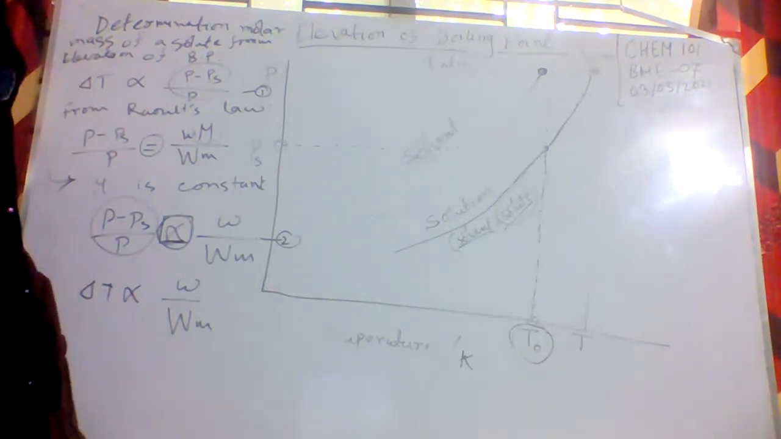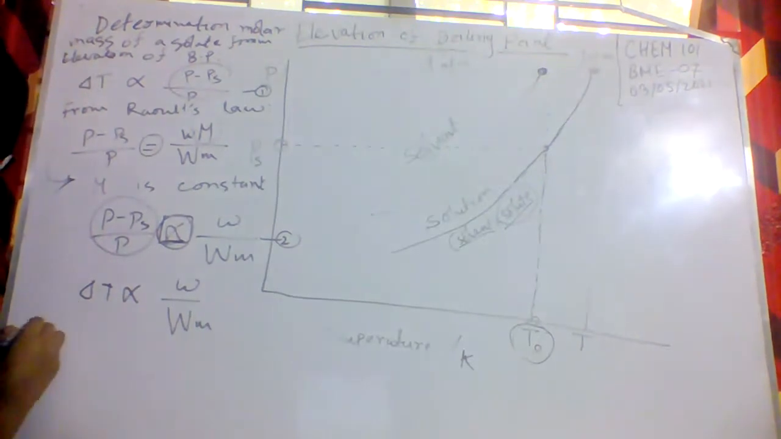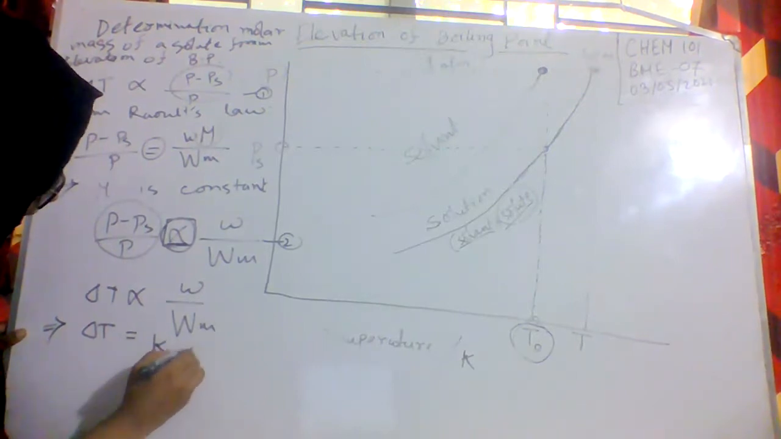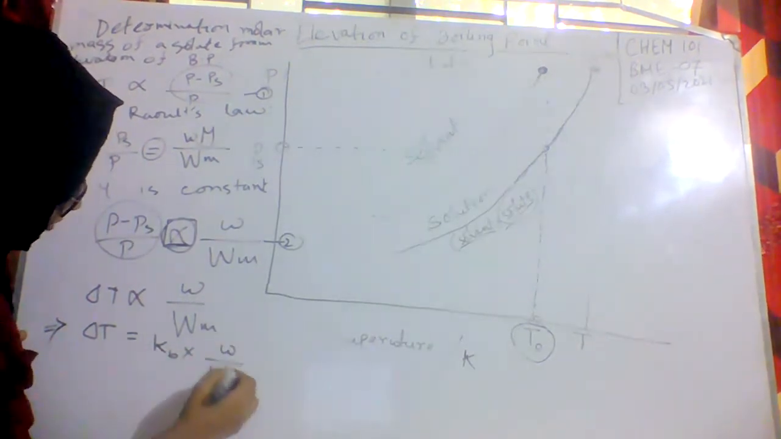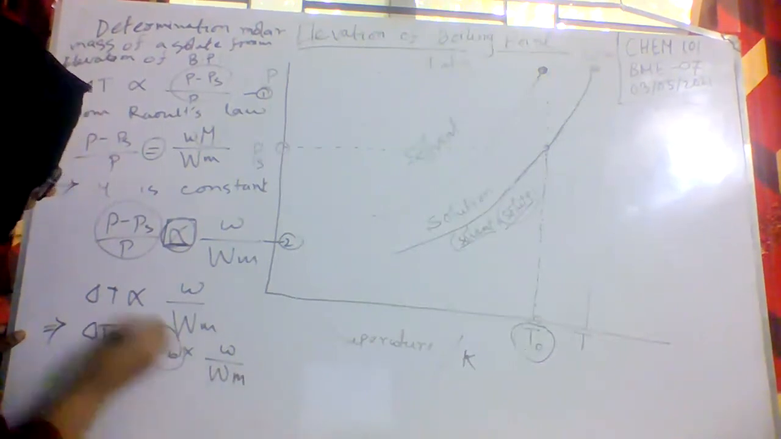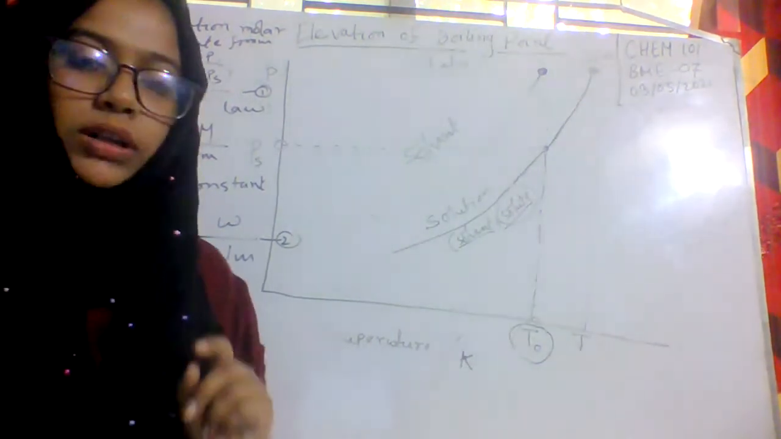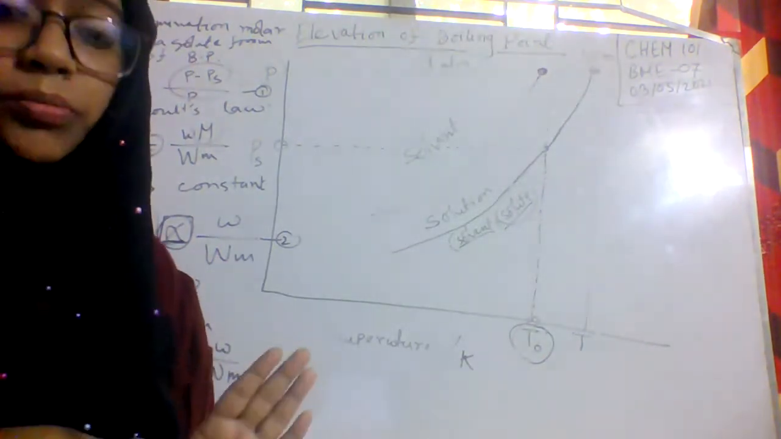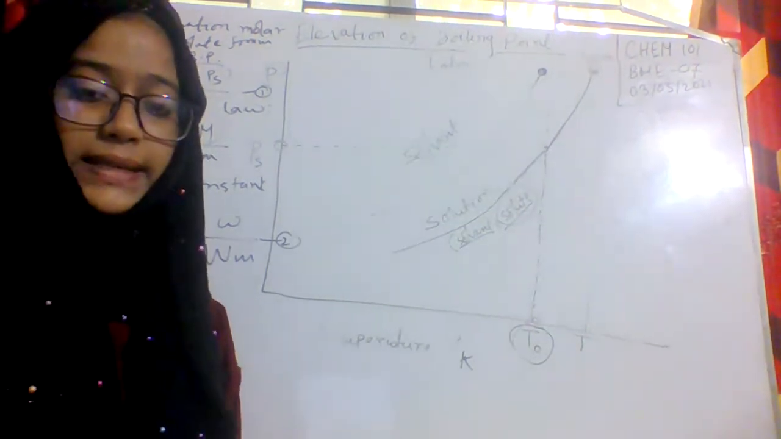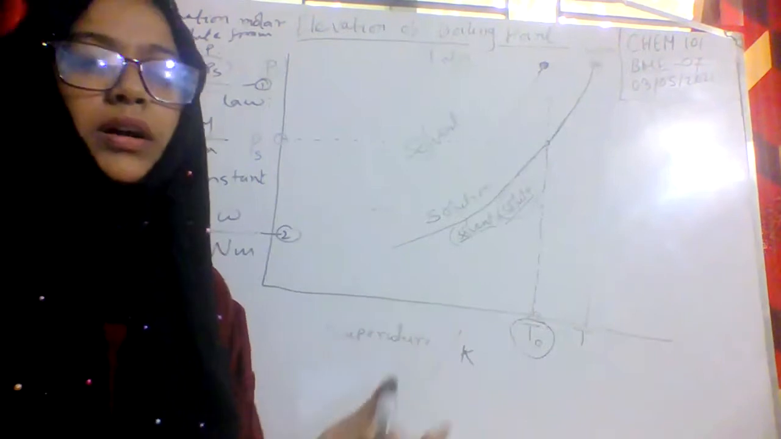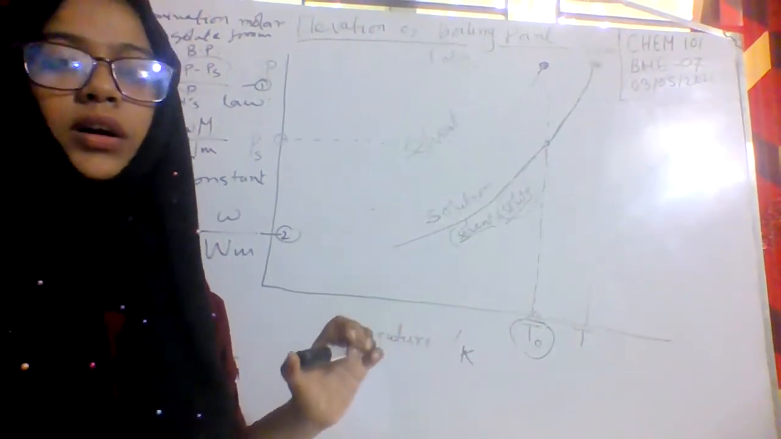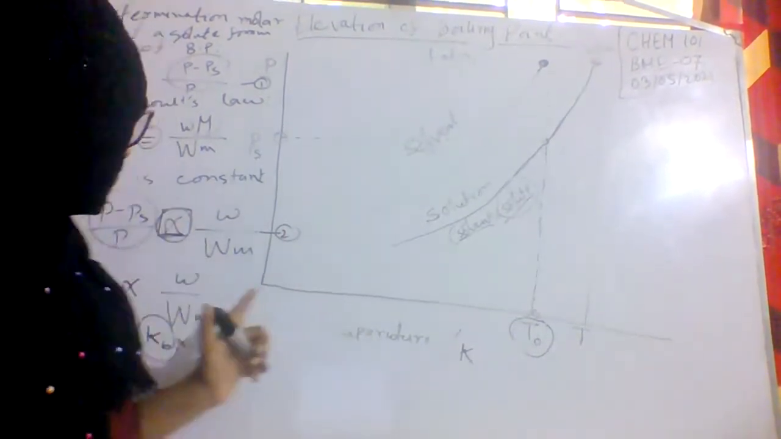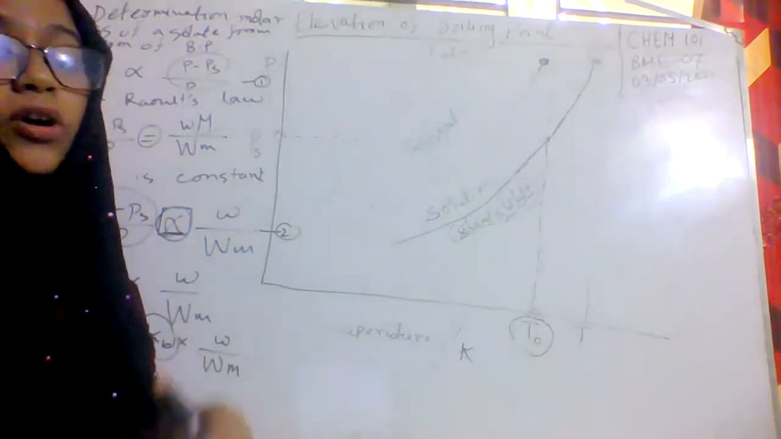From this, we'll write here delta T equal to a proportional constant Kb times W by capital M. Here Kb is the boiling point constant. It is called the boiling point constant because we are talking about the elevation of boiling point. So it is also called the ebullioscopic constant, which means boiling point constant, or molar elevation constant, whatever you can say. Now I will discuss what the molar elevation constant or boiling point constant is.